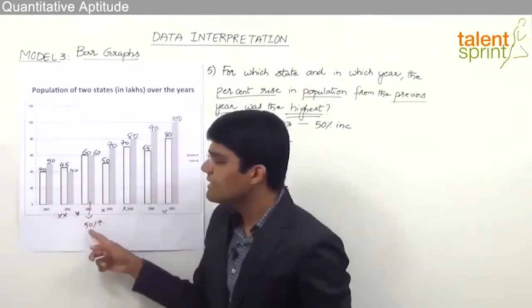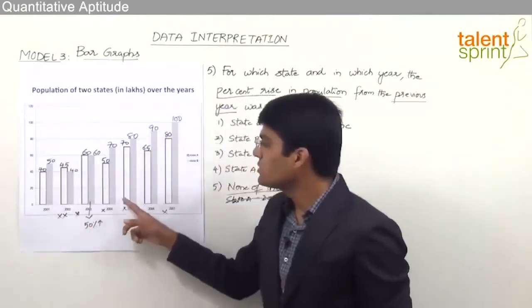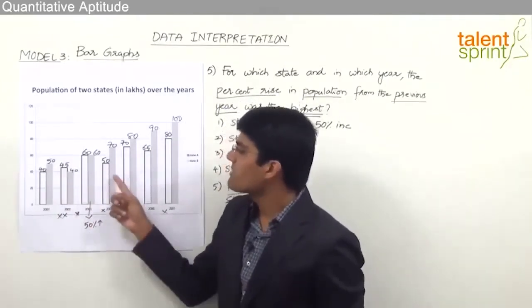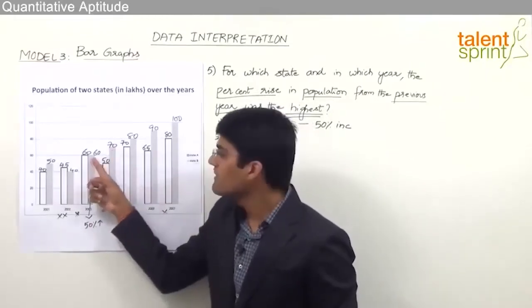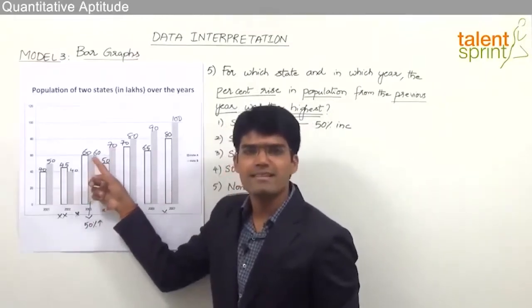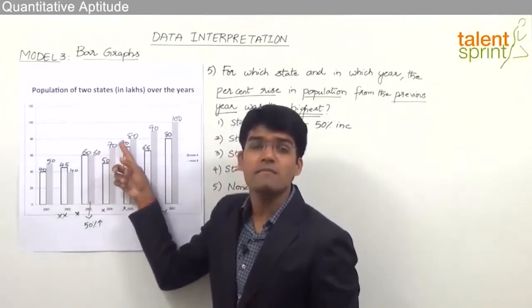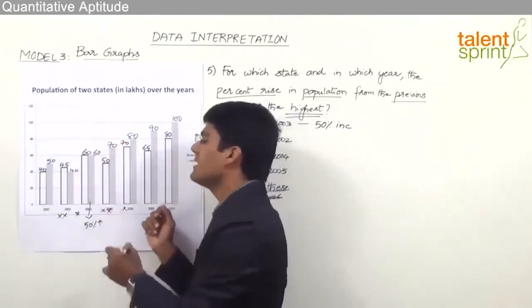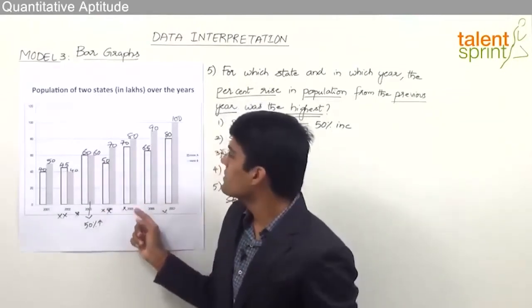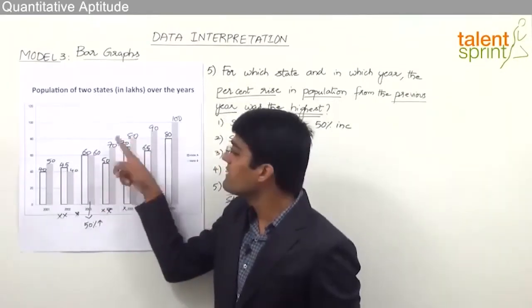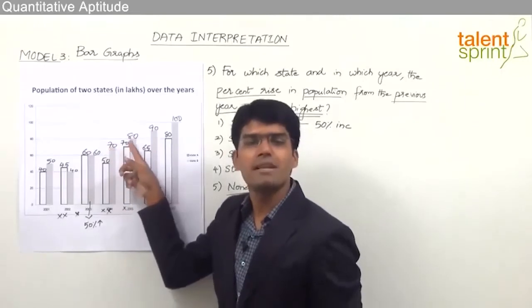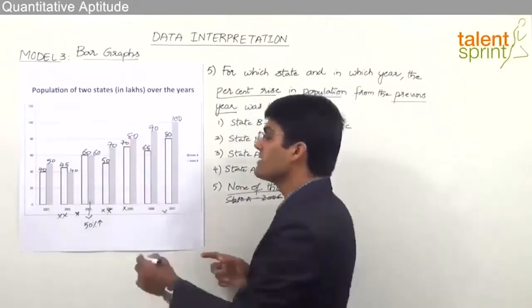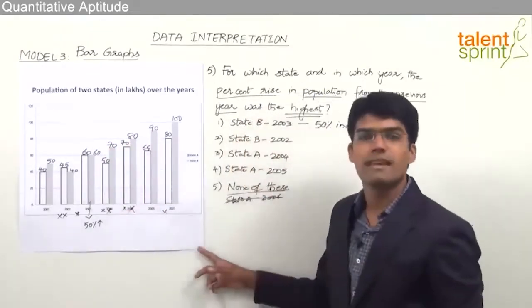State B in 2003 anyway is 50%. Let us now look at 2004. In 2004, state B is 70 lakhs. Previous year it was 60 lakhs. 60 is becoming 70. It cannot be a 50% increase. It is less than 50%. So state B in 2004 is ruled out. State B in 2005, 80 lakhs. Previous year, 70 lakhs. 70 is becoming 80, again cannot be a 50% increase. So state B in 2005 is cancelled.